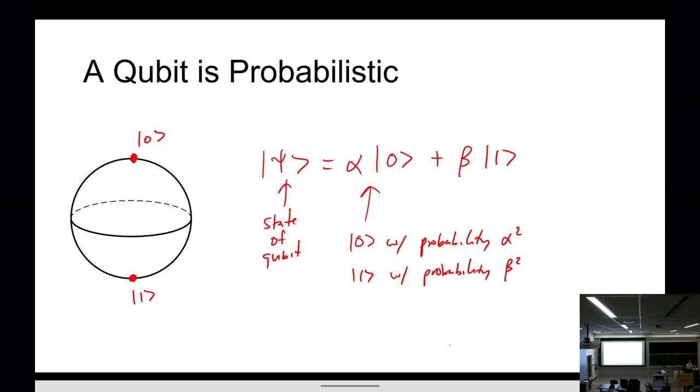The probabilities have to sum to 1, so we do know that alpha squared plus beta squared is equal to 1. So this kind of dichotomy between the unobservable state of the qubit and the observations that we make is really at the heart of quantum mechanics and quantum computation and quantum information.